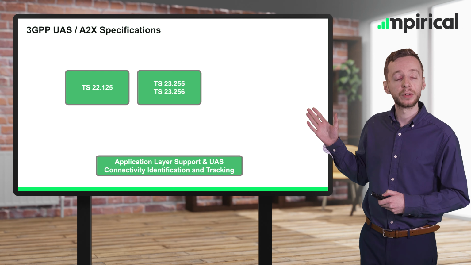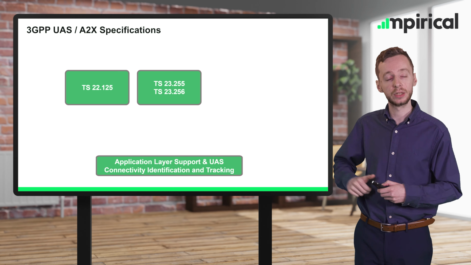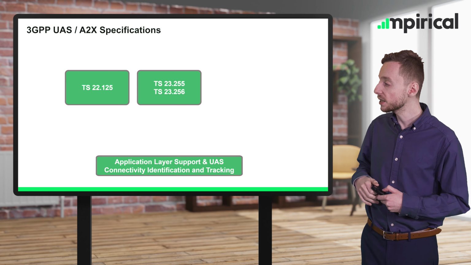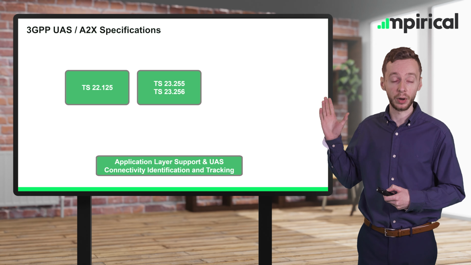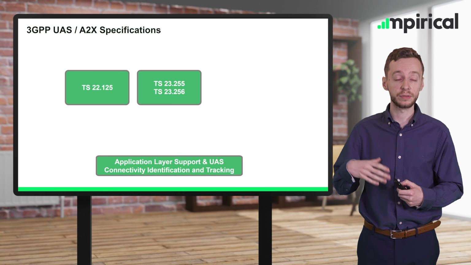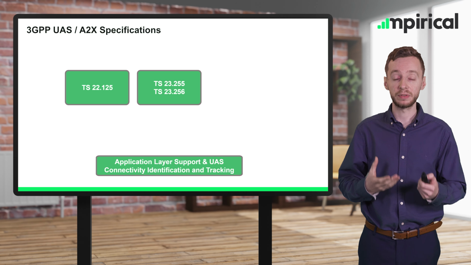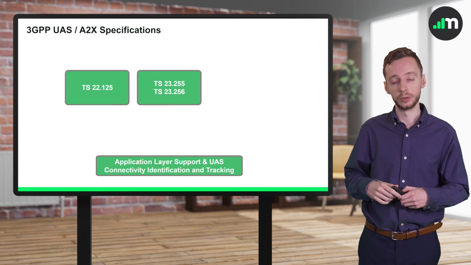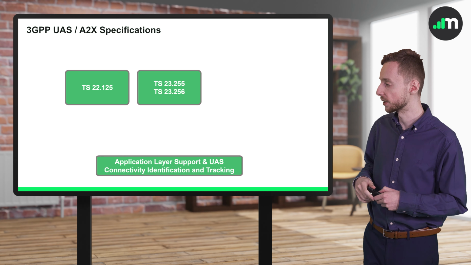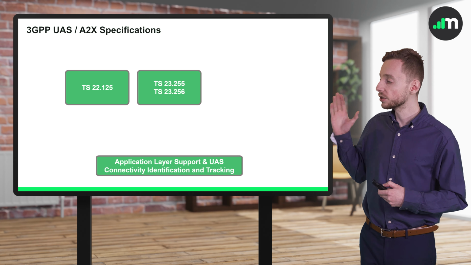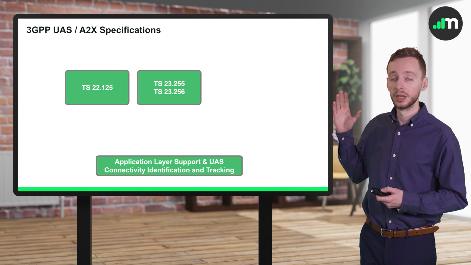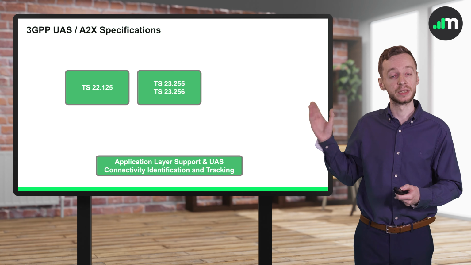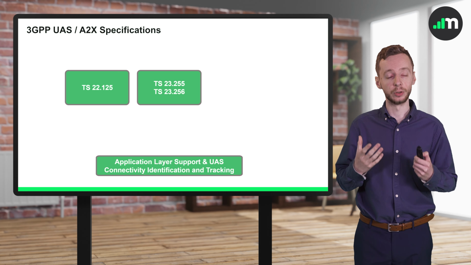Moving on from that, we've got technical specifications 23.255 and 23.256. Now, these are focused on application layer support, so communication across the 5G system between the UAV and a UAV controller, for example, or that UAV and the UTM, US Traffic Management System. In addition to that, it provides information about connectivity, about identification, and about the tracking of that specific UAV within that UAS.